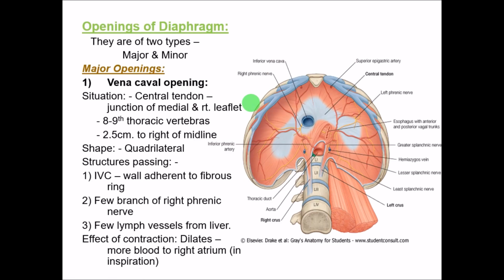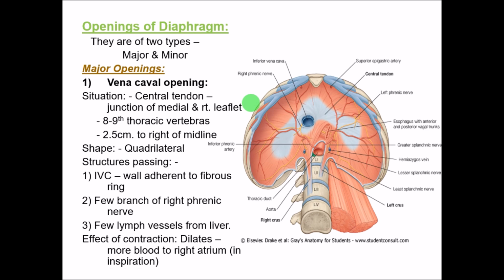Coming to the openings of the diaphragm, the muscle, as you know, separates the thorax from the abdomen, but there are some openings through which some structures enter from the thorax into the abdomen, or from the abdomen into the thorax. So there are two types of openings: major openings as well as minor openings.